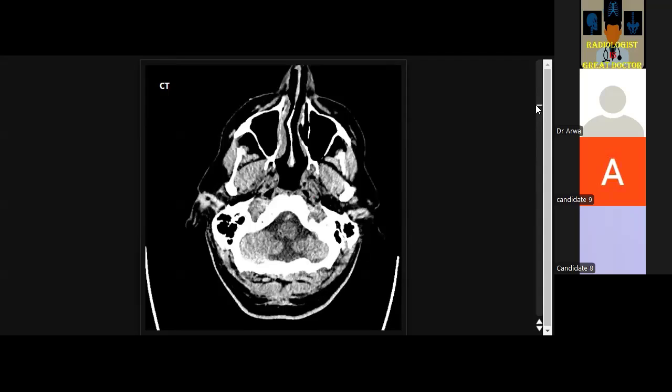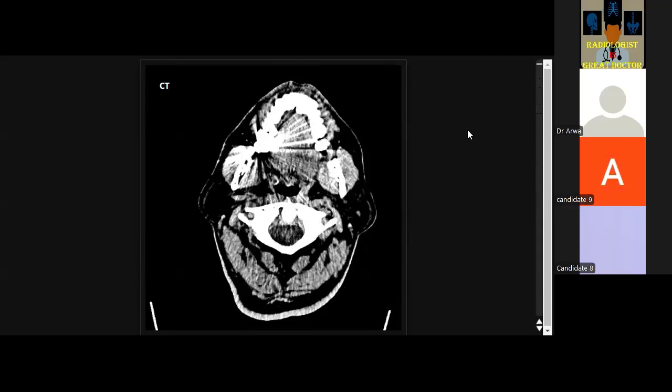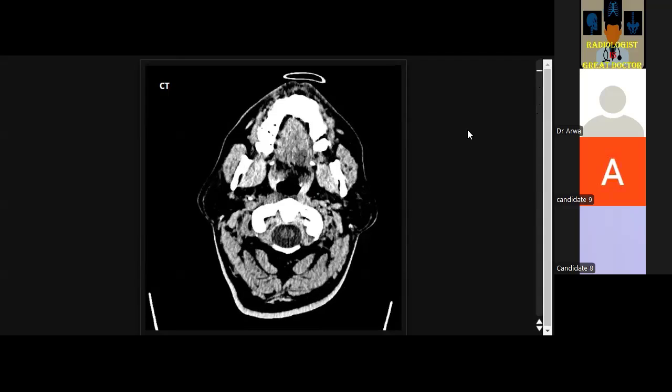So I have been presented with axial sections of the CT brain, non-contrast study in a patient who has presented with history of unconsciousness. I'm trying to scroll through the images.